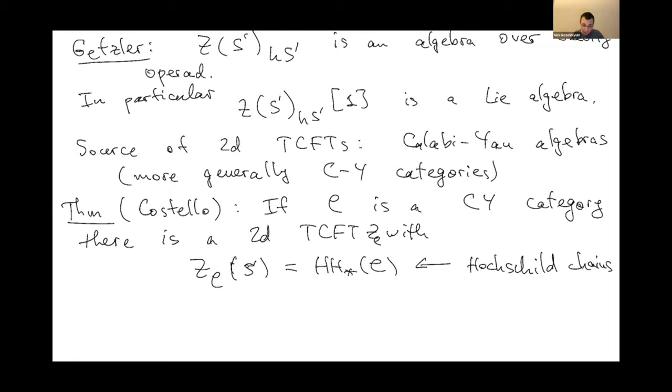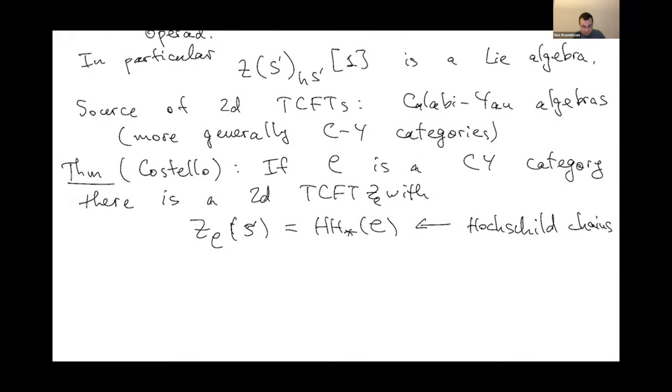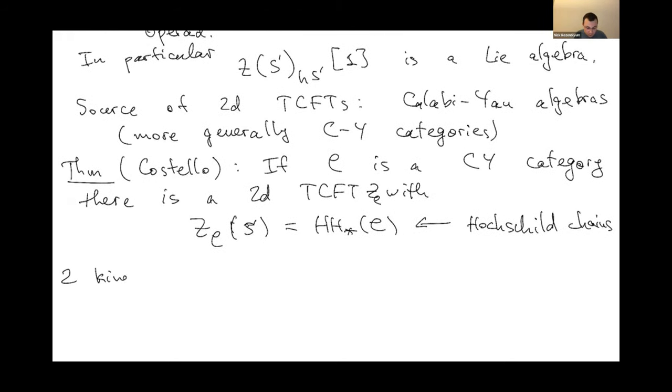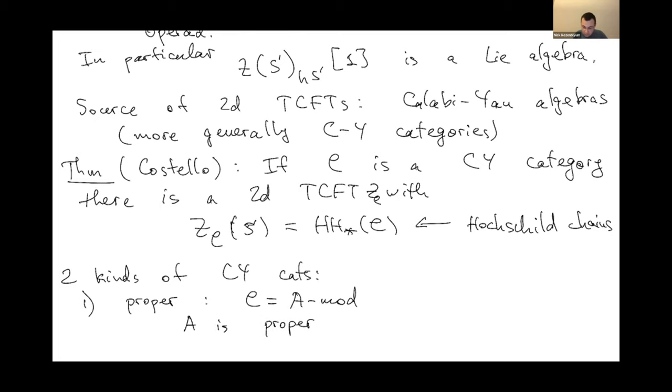field theory. So let me briefly say something about what kind of thing a Calabi-Yau category is, and there are two versions, two kinds of Calabi-Yau categories. One is what's called proper. So let me just say what it means in the case that it's modules over some algebra: A is proper if it is finite dimensional.